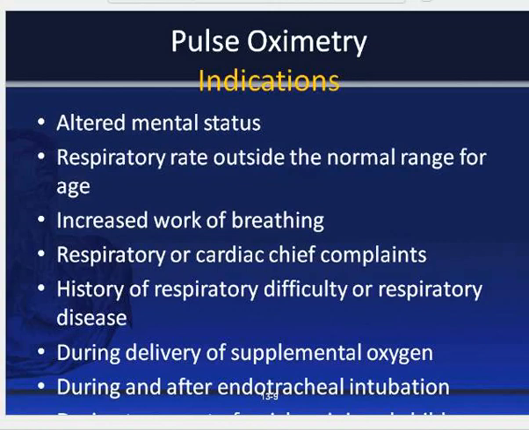Examples of specific situations in which pulse oximetry should be used include all the following: altered mental status, respiratory rate outside of normal range for the age, increased work of breathing, respiratory or cardiac chief complaints, history of respiratory difficulty or respiratory disease, during delivery of supplemental oxygen, during or after endotracheal intubation, and during transport of sick and injured children.